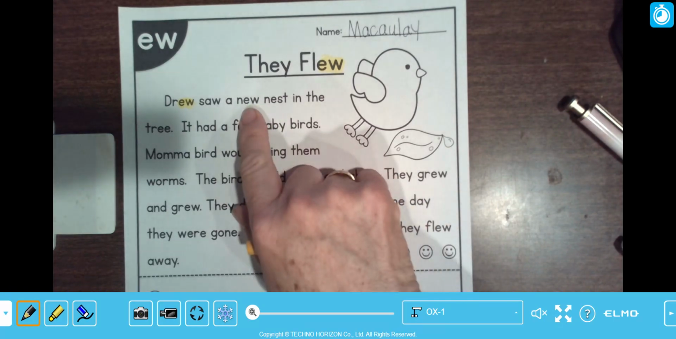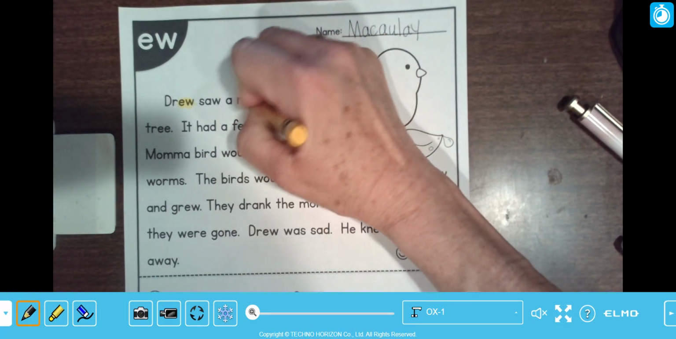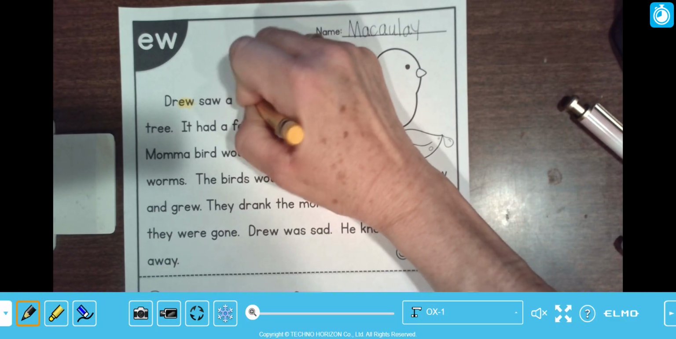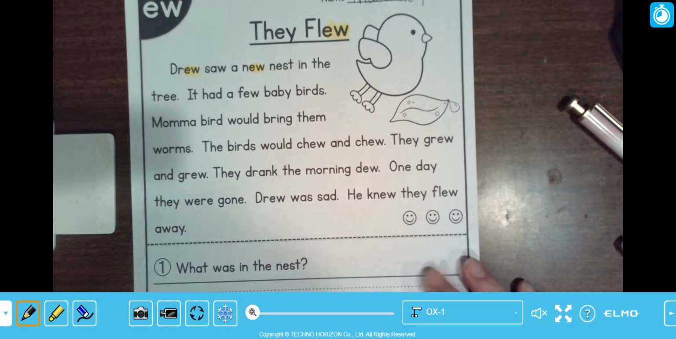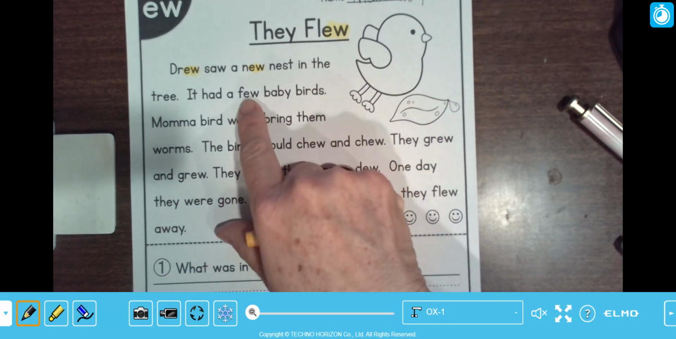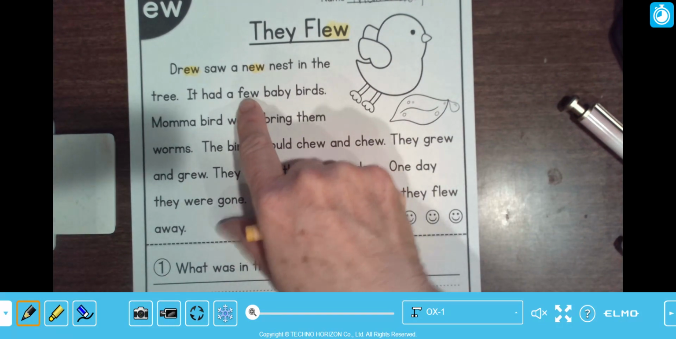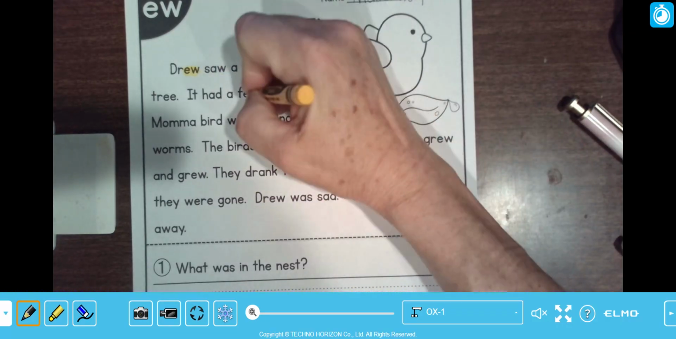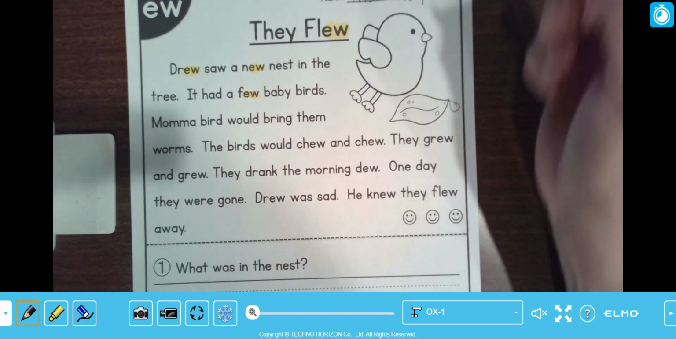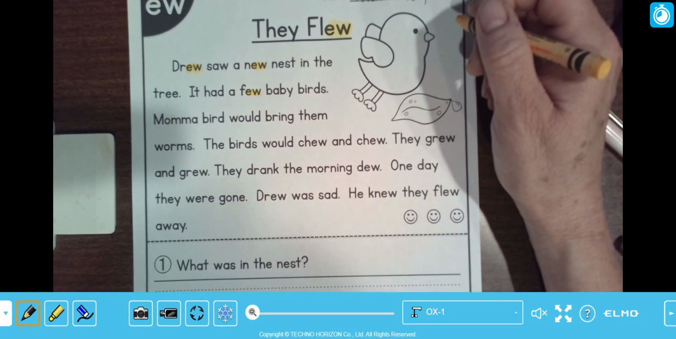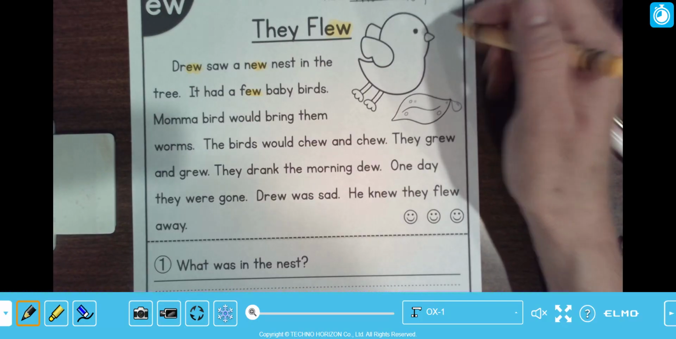Okay, here's the word new. Let's color it in with the yellow crayon. This one right here also has the EW, which is ooh sound. Let's color it in with the yellow crayon. And if I'm going too fast, you pause the video whenever you need me to slow down, okay? Whenever you need to catch up.